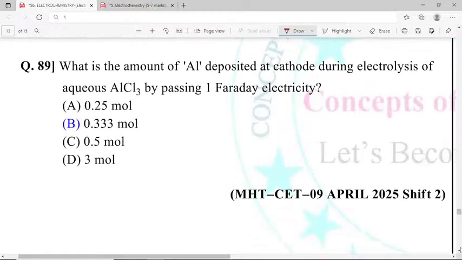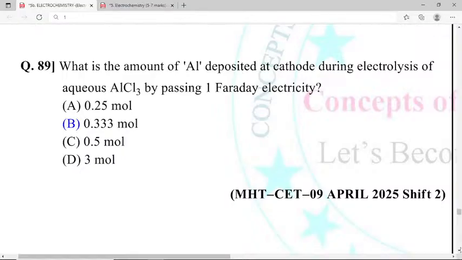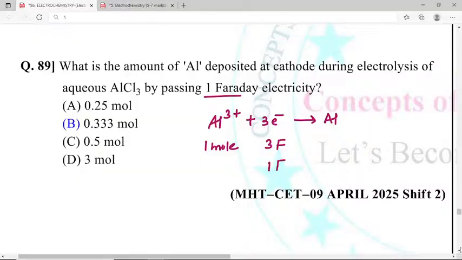What is the amount of aluminum deposited at the cathode by 1 Faraday? So Al3+ plus 3 electrons gives Al. So 1 mole requires 3 Faradays. So 1 Faraday is equal to how much? 1 by 3, right? 1 by 3 is 0.33. So this is 1 by 3.